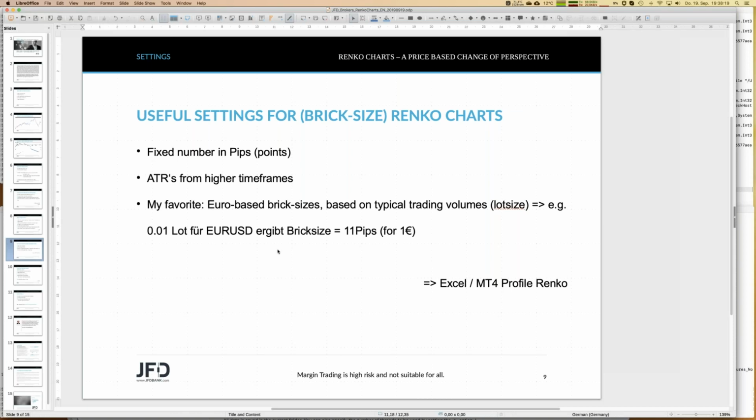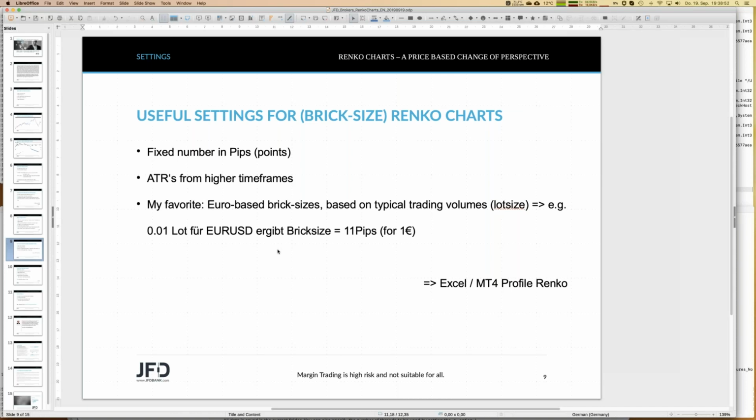So having the brick size in euro has another big advantage. The other big advantage is you can compare different symbols. That's always tricky. Think about you have a chart with Euro US dollar and a chart with Euro Japanese yen. Okay, the numbers are totally different. Yen is 100 something, Euro US dollar 1 point something.